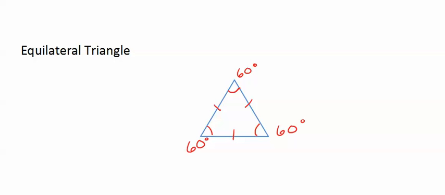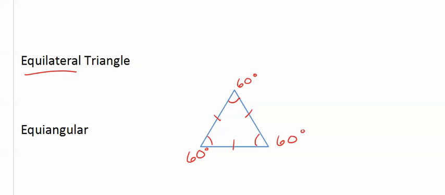Another important thing to know is that equilateral doesn't just apply to a triangle. It actually applies to any figure that has all sides that are congruent. Another important word is equiangular. This triangle is equiangular because all of the angles are congruent. And again, this can be used in any type of figure in which all angles are congruent.